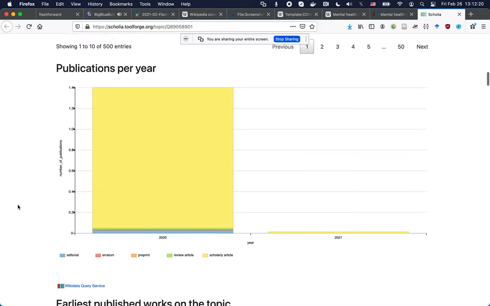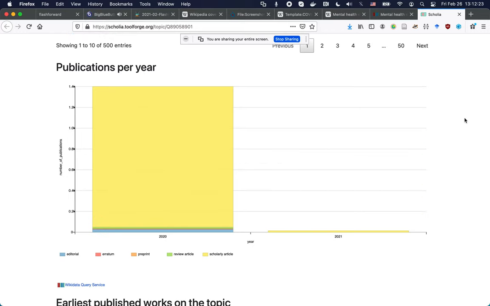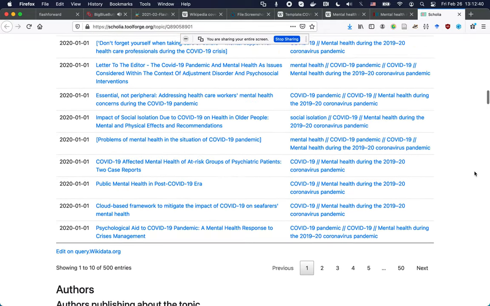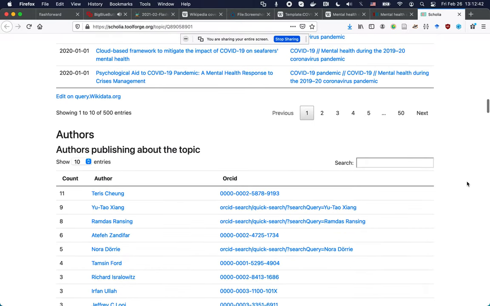And you see some visualization of how many publications there were over time. Of course, since it's COVID-19, the earliest you could think of was 2019, but nobody published about that in 2019. And we have a little bit in 2021 as well. This is essentially the same information again in the other order.